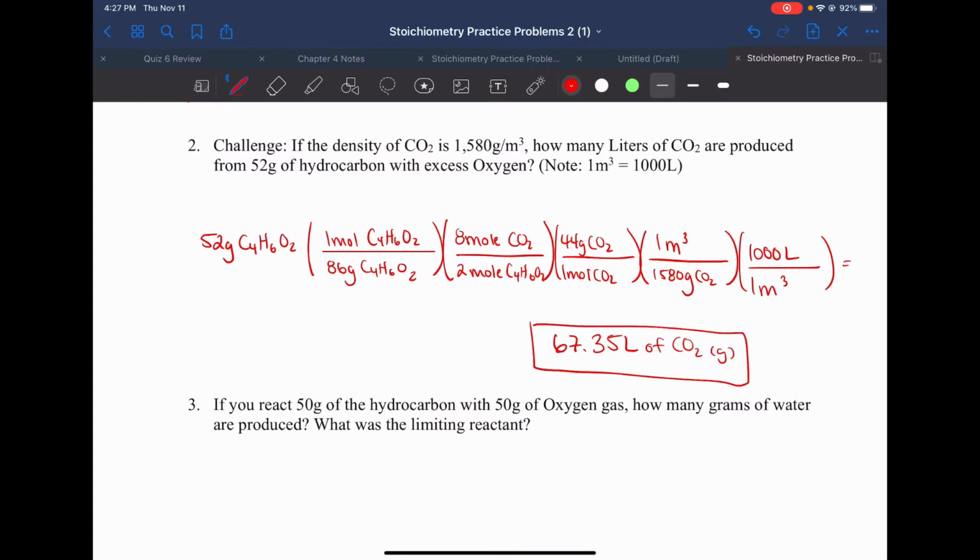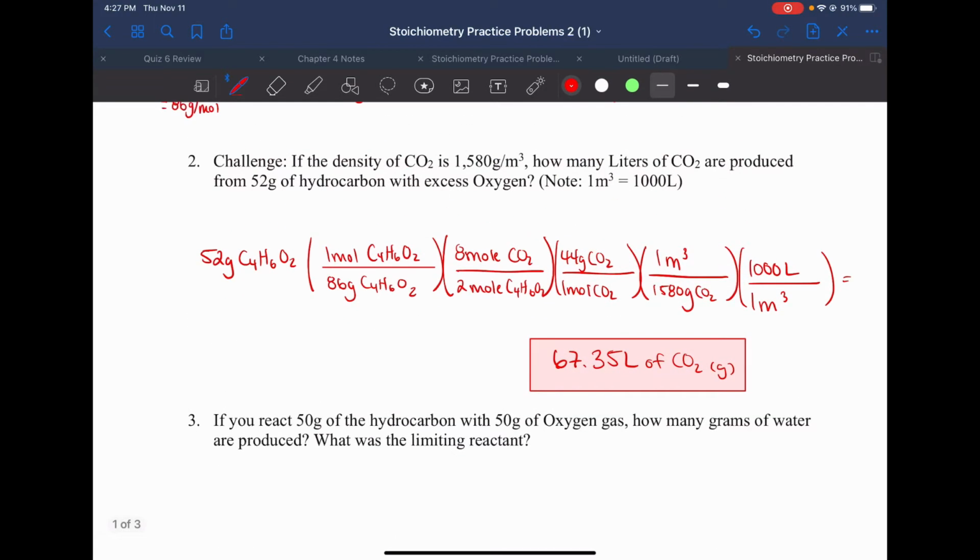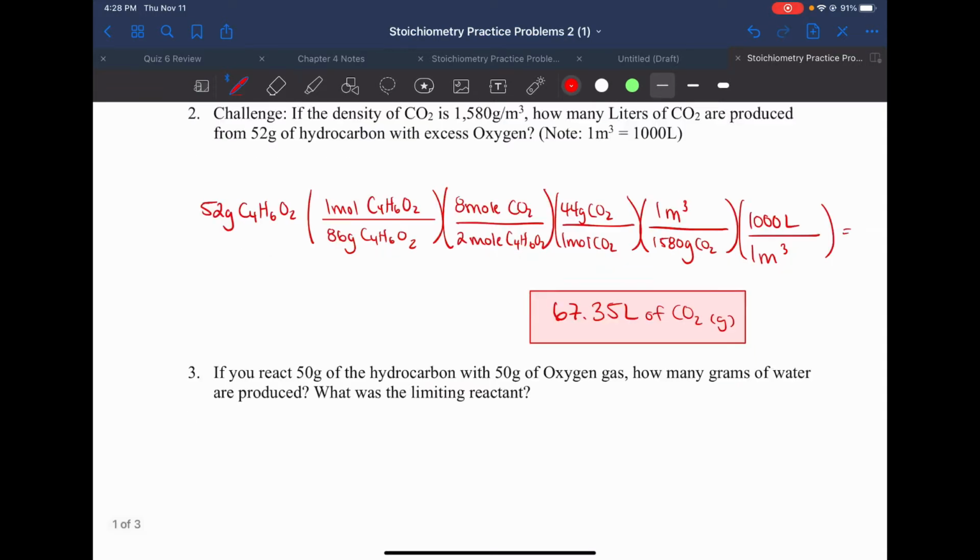Okay? All right, so the key with these problems, especially the challenge problems, is to stay organized, right? Stay organized, know where you're starting, know what you're trying to get to, and just do one ratio at a time.